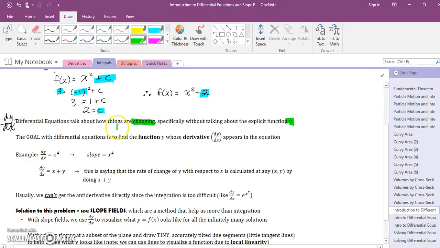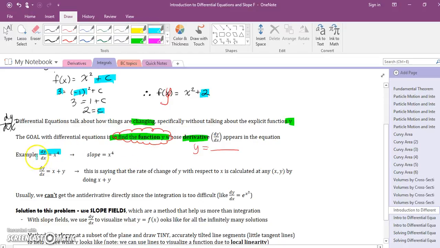And your goal is going to be to find the function y whose derivative, which is the dy dx here, appears in the equation. You have to keep in mind what the goal is. And that's always going to be to find the function y. You are done whenever you have y equals blank. So it's going to be similar to what we did here where we found what y was equal to, but the notation's a little bit different and it's going to be a little more complicated.